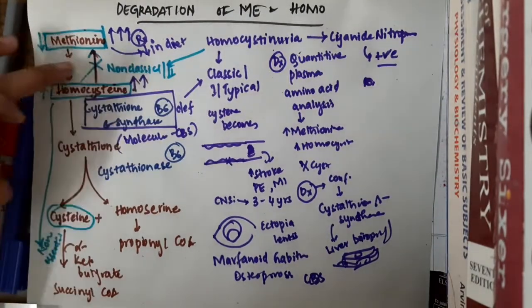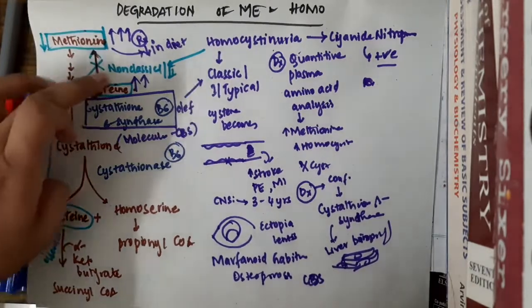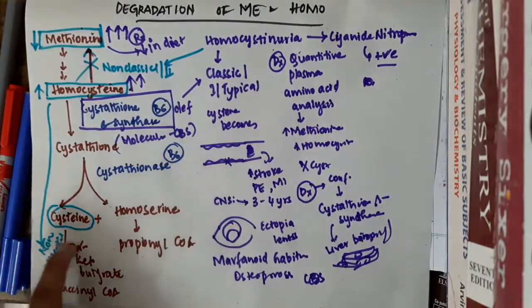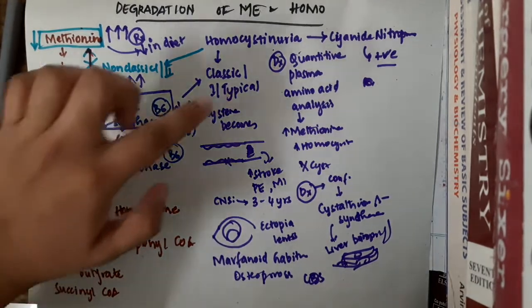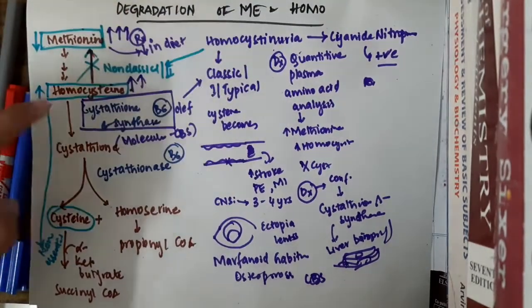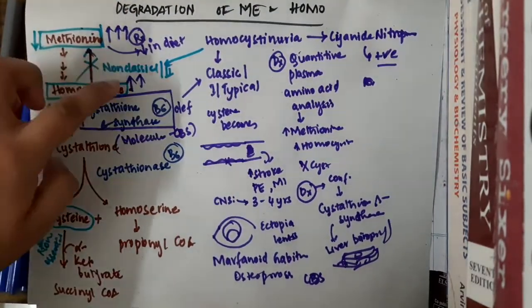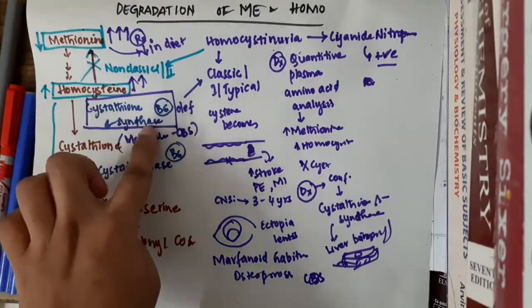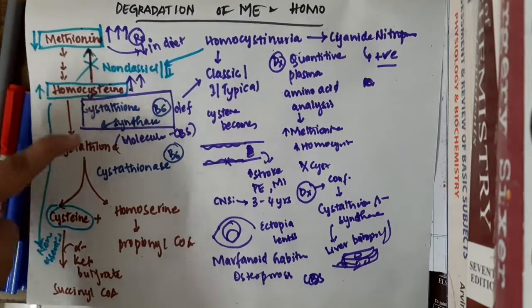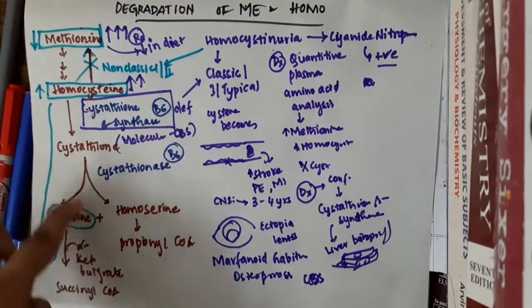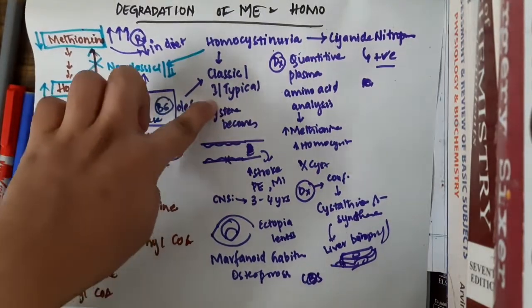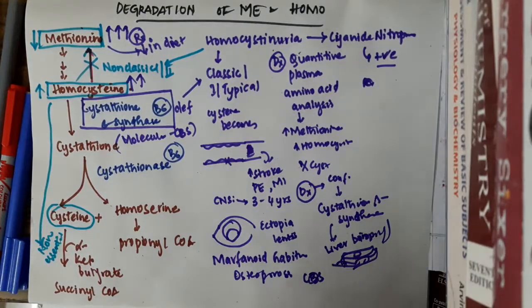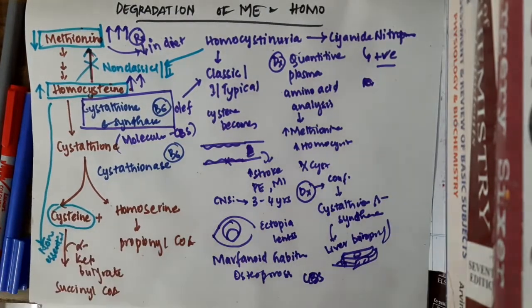And because the homocysteine levels are increased in non-classical homocystinuria, the amino acid cysteine becomes non-essential. Whereas in classical homocystinuria, although homocysteine levels are increased, cystathionine beta synthase is deficient, so there is no chance of forward reaction. As a result, the cysteine level is decreased in classical, type 1 or typical homocystinuria. So cysteine becomes essential in classical homocystinuria.